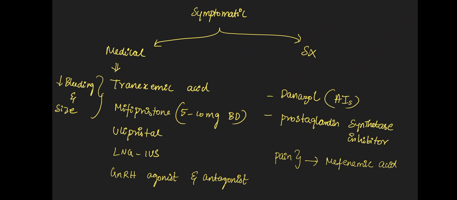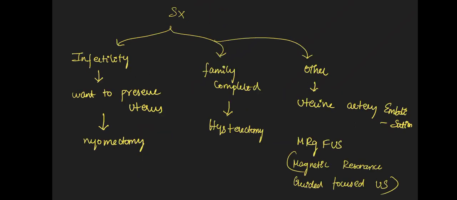So the medical measures include giving tranexamic acid, mifepristone 5 to 10 milligrams twice daily, ulipristal, levonorgestrel coated intrauterine system, GnRH agonists and antagonists, danazol, which is an aromatase inhibitor, prostaglandin synthase inhibitors, and for pain we give mefenamic acid. These are the medical management.